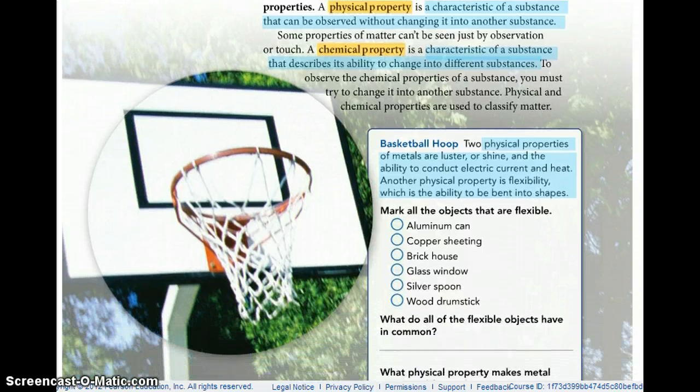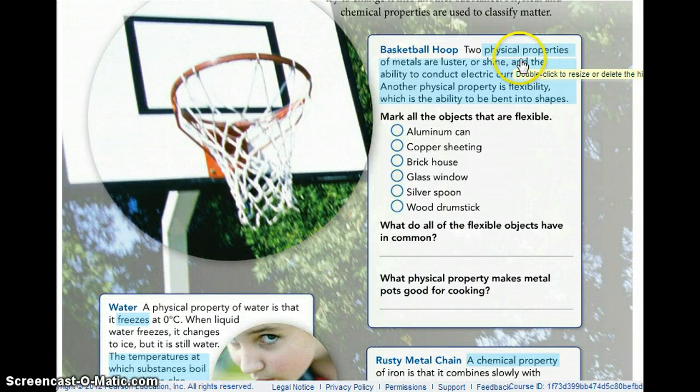If you look down here, some physical properties such as luster. Luster just means if it shines. The ability to conduct electricity or heat, that's a physical property. You can see that, you can feel it. Flexibility, being able to bend, is a physical property.